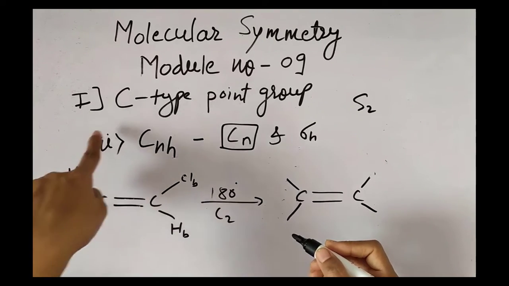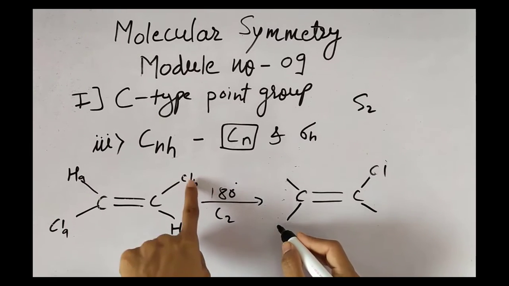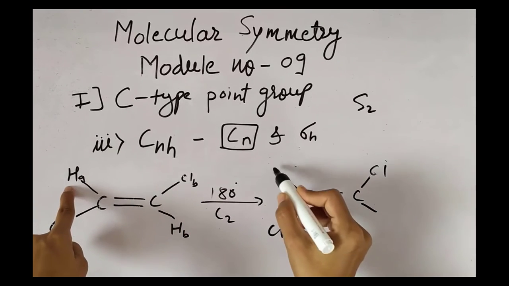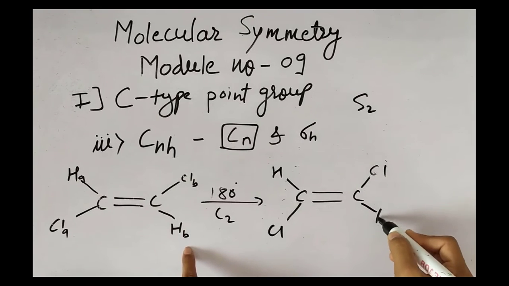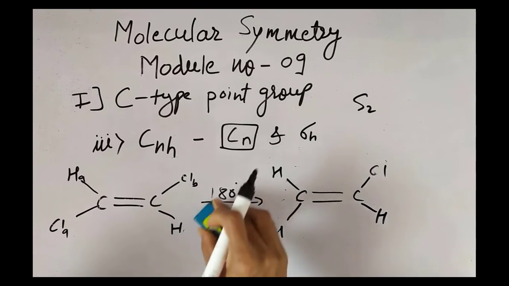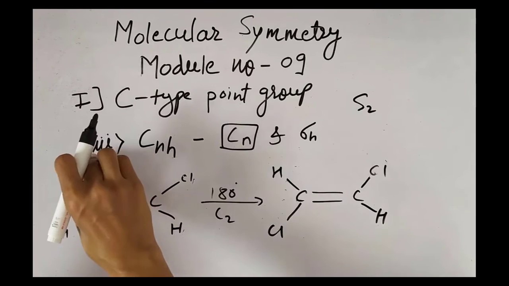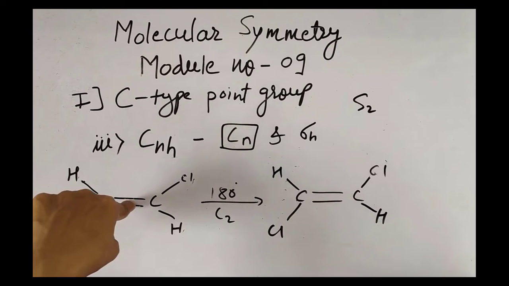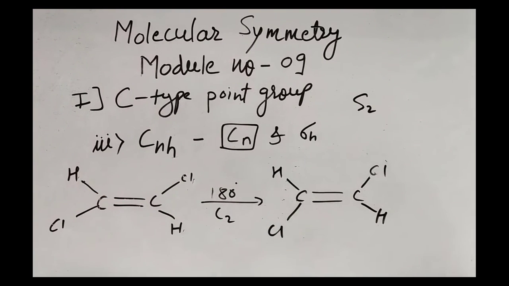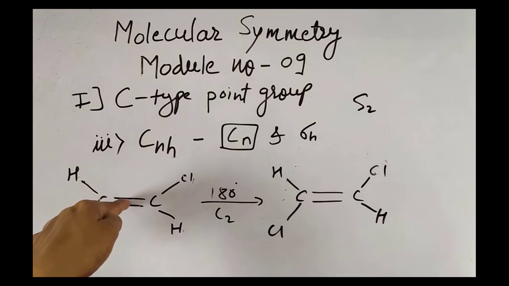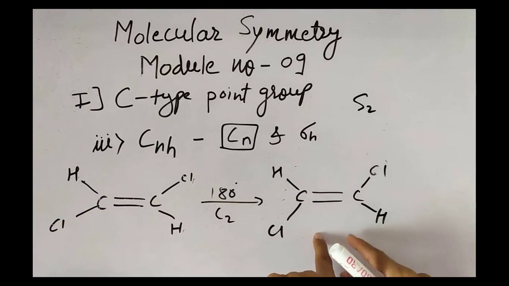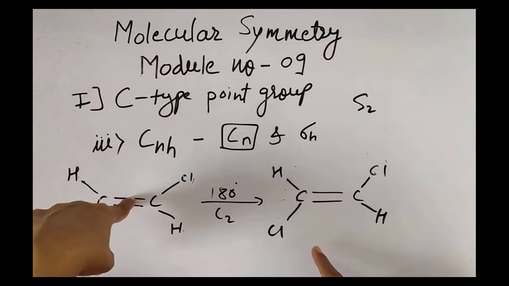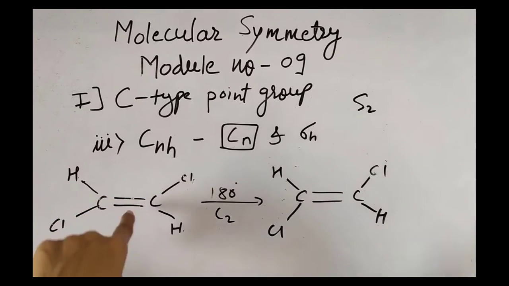After doing rotation by 180 degrees, this chlorine is coming here and this chlorine will move here. This hydrogen will come here and this hydrogen will move there. So we have absolutely the same image when you pass the principal axis like this and carry out the rotation by C2. This is the only one symmetry element that I have carried out here and we have got the same image. As we are getting the same image, this rotational axis, which is called the principal axis, is present in this molecule.